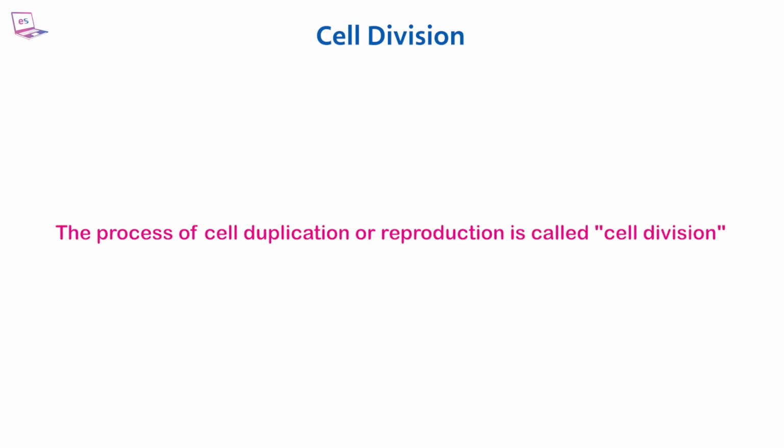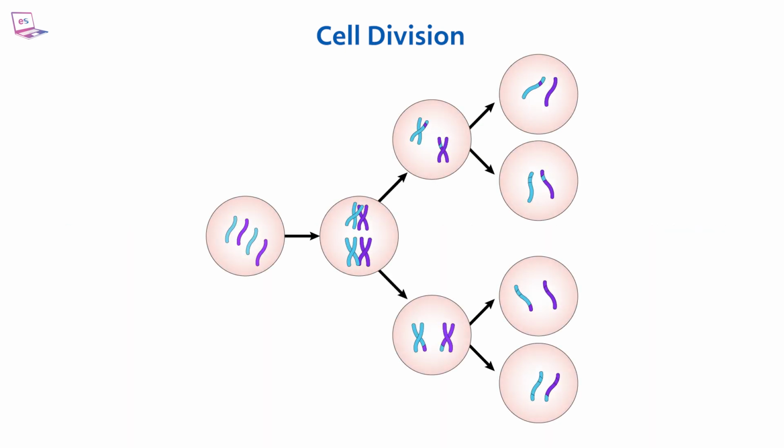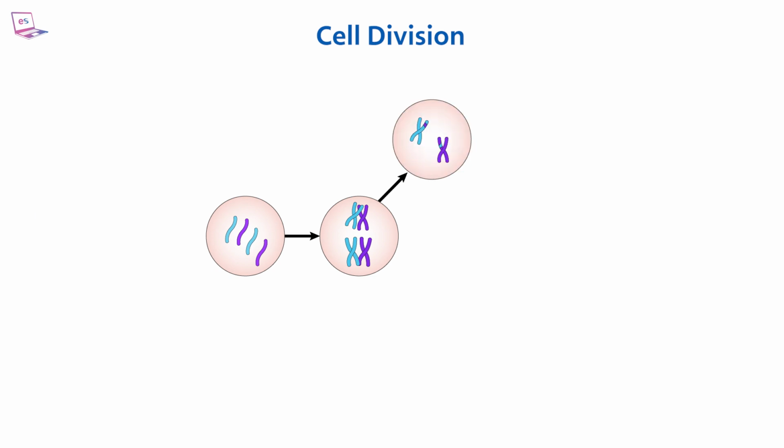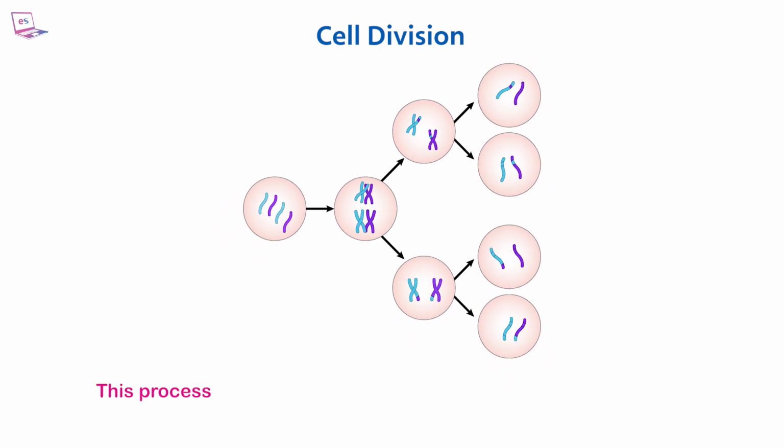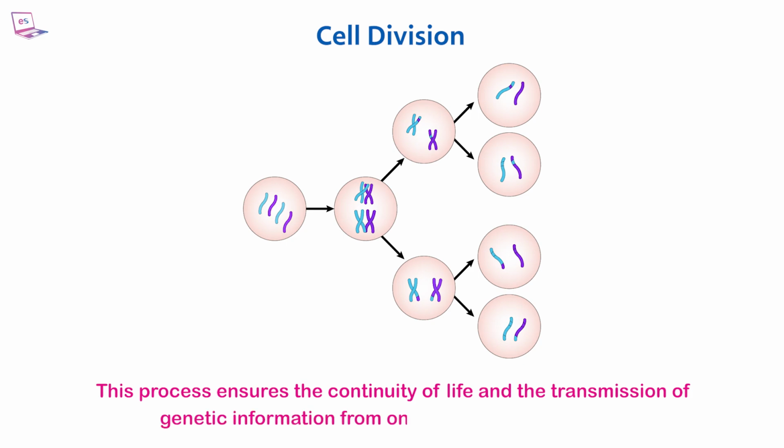Cell division. The process of cell duplication, or reproduction, is called cell division. This fundamental process allows living organisms to grow, develop, and reproduce. During cell division, a parent cell divides into two or more daughter cells, each containing a copy of the genetic material and cellular components necessary for independent functioning of the cell. This process ensures the continuity of life and the transmission of genetic information from one generation to the next.